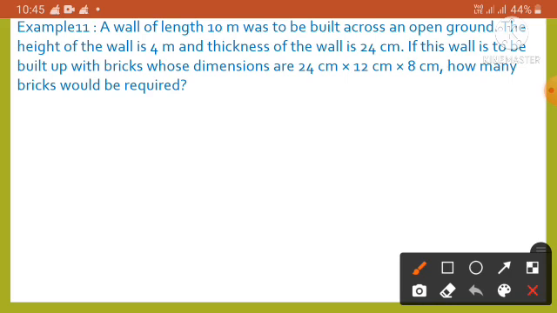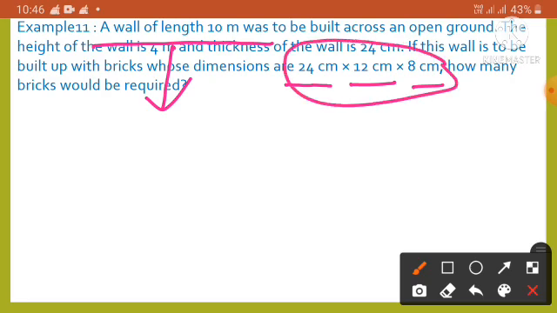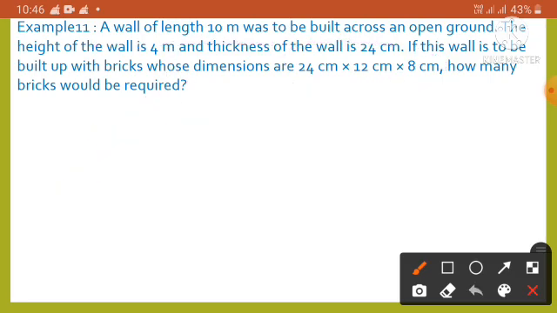Since the wall with all its bricks makes up the space occupied by it, we need to find out the volume of the wall, which is nothing but a cuboid, because the dimensions are given as 24 centimeter, 12 centimeter, 8 centimeter. All these are different, that means it is a cuboid. So here the length of the wall is 10 meter, that means we have to convert it into centimeter as the dimensions are in centimeter. So 10 meter means 1000 centimeter.